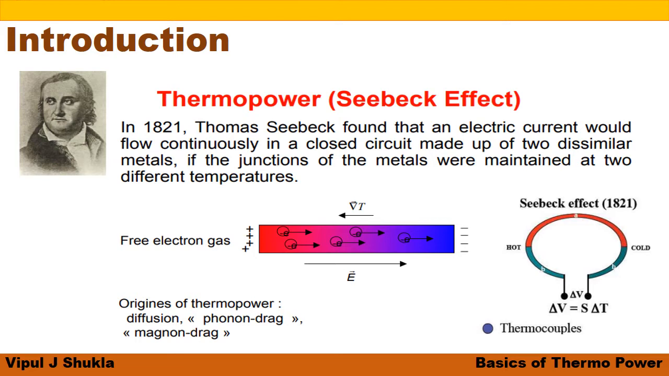Thermoelectric power of any material is defined as the voltage developed between 2 points when unit temperature difference is maintained between these 2 points. Thermoelectric power generated is based on the Seebeck principle. In 1821, Thomas Seebeck found that an electric current would flow continuously in a closed circuit made up of two dissimilar metals if the junction of the metals were maintained at two different temperatures.